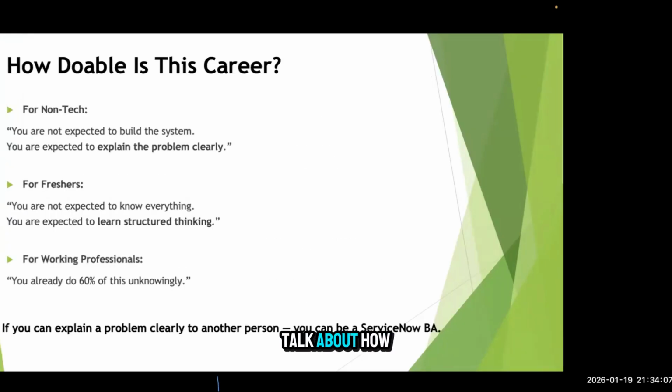So now we talk about how doable this career is, right? For non-tech people, I would say you're not expected to build the system. You are expected to explain the problem clearly, right? And for freshers, I would say you're not expected to know everything. You're just expected to learn structured thinking. You need to think in a structure: okay, first I need to understand the client's current process, then I need to align it with my ServiceNow knowledge, then I give them the proper solution, and then we move ahead.